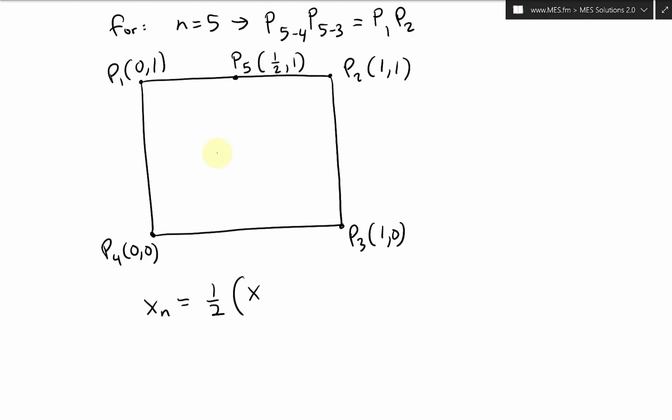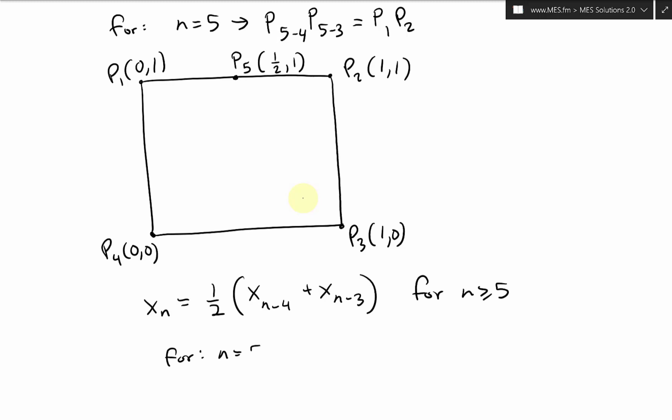Yeah, for pn, we'll have the xn coordinates, 1/2 times xn minus 4 plus xn minus 3, divided by 2. In other words, the average. And this is all for n greater than or equal to 5, because there are only halfway points beyond the square.